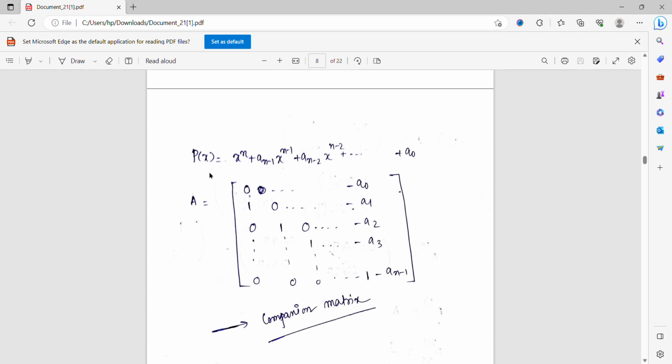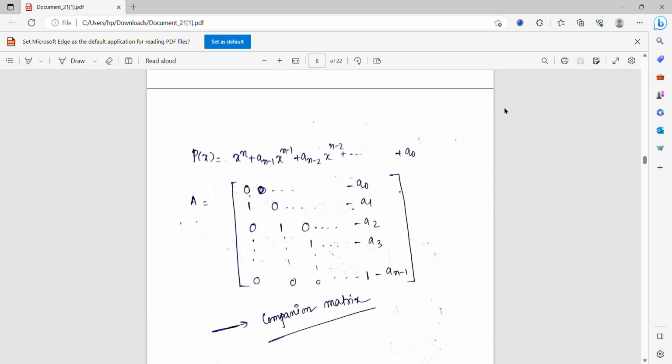If p(x) is a monic polynomial that looks like x to the power n plus a_{n-1} x to the power n minus 1 plus a_{n-2} x to the power n minus 2, dot dot dot, a_0, then the companion matrix corresponding to this polynomial p(x) looks like this: 0 0 0, and the last column's first entry is minus a_0, then 1 0 0, and the last column's second entry is minus a_1, and so on. So this is basically the companion matrix, and the characteristic polynomial for this matrix is this, and also the minimal polynomial for this matrix is the same.